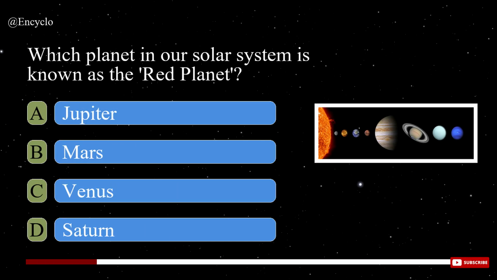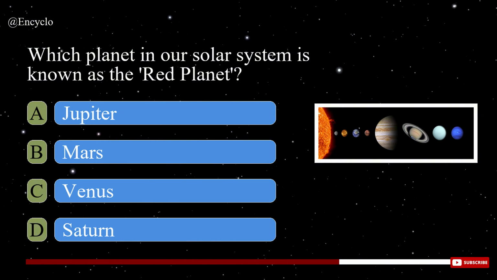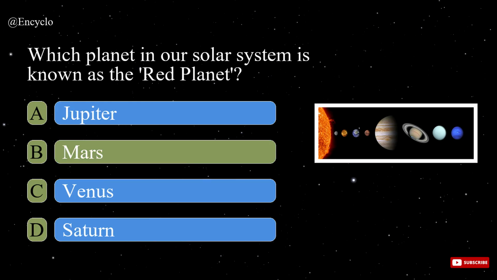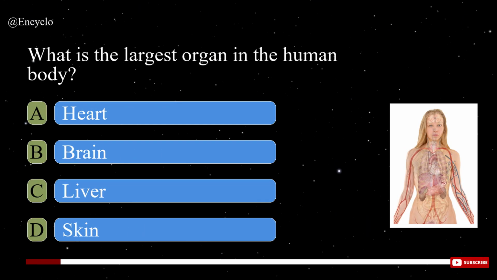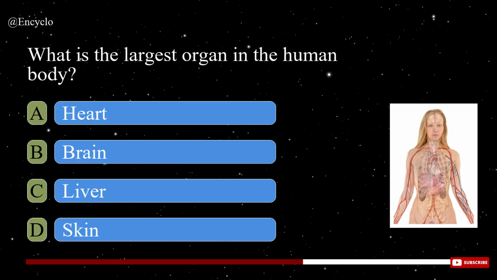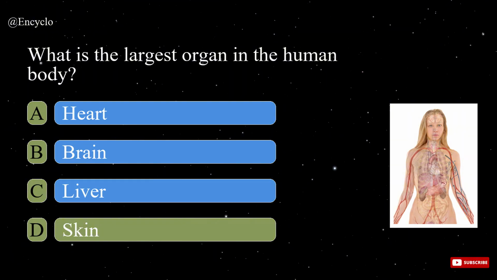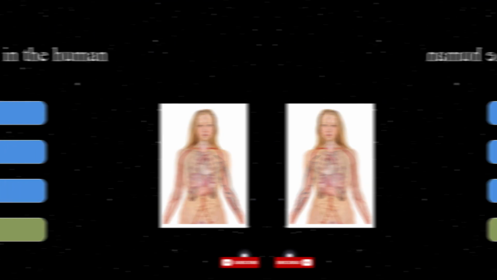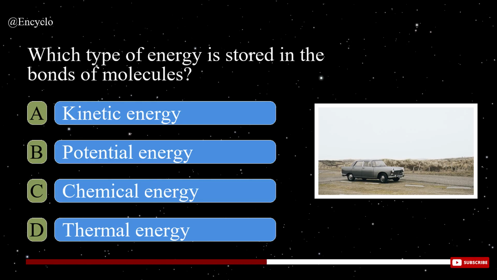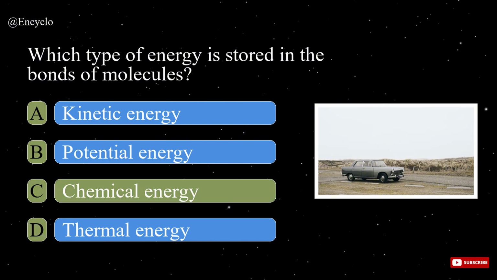Which planet in our solar system is known as the red planet? The answer is Mars. What is the largest organ in the human body? The answer is skin. Which type of energy is stored in the bonds of molecules? The answer is chemical energy.